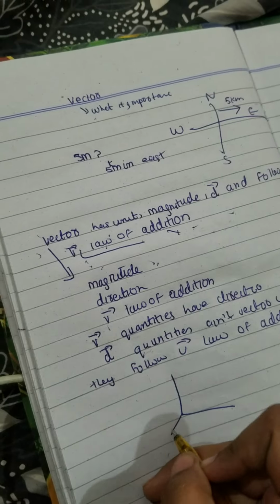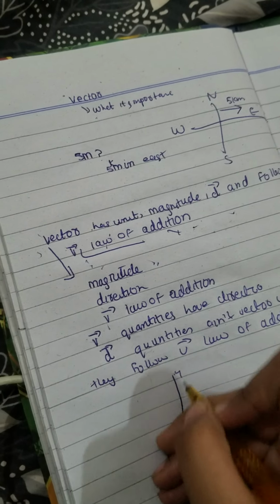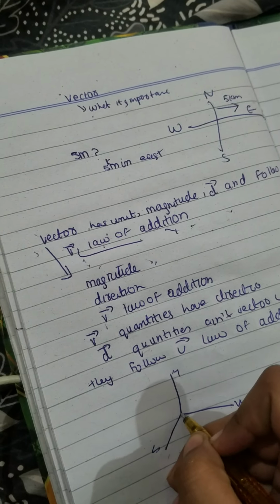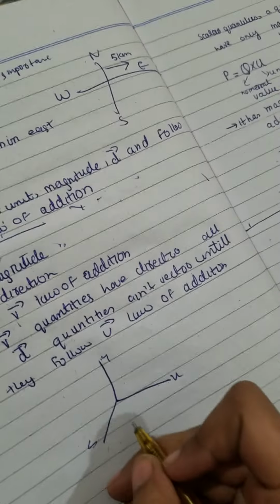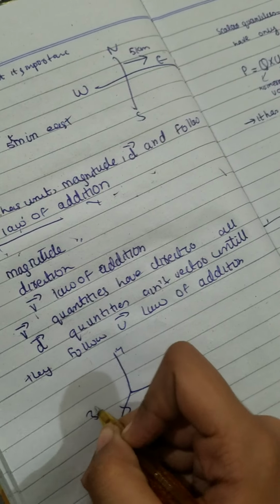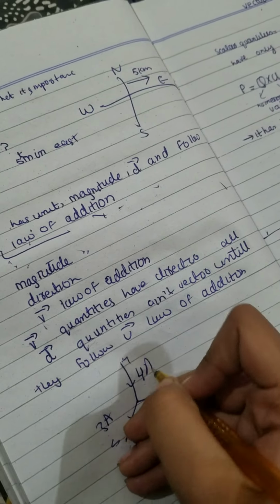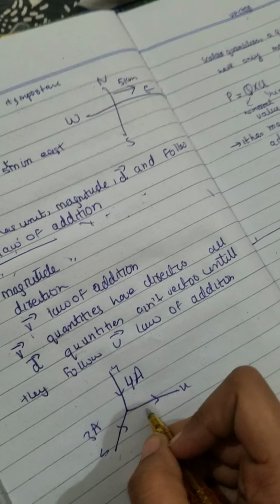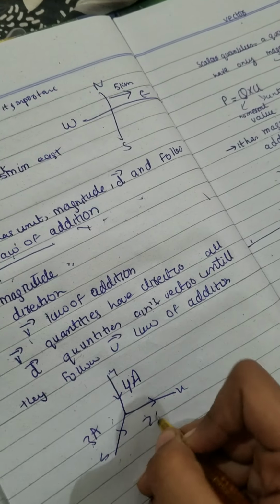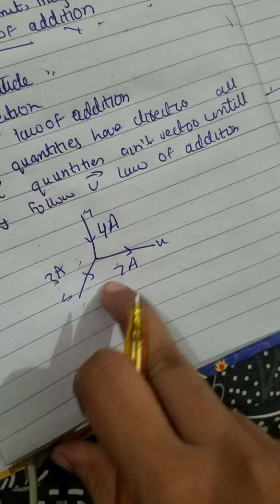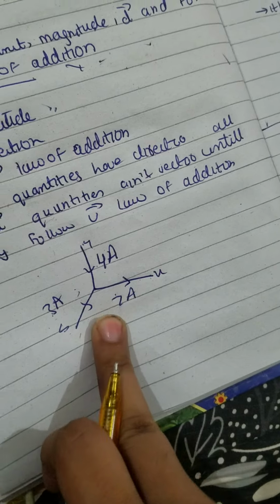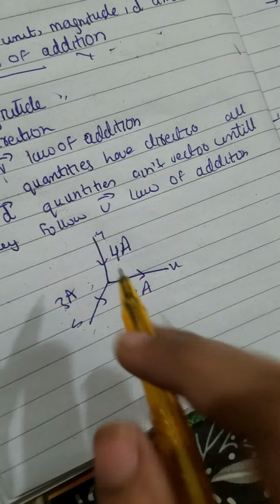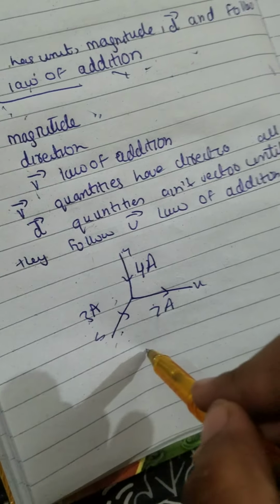Here we have a three-dimensional space with x-axis, y-axis and z-axis. For example, this is 3 ampere, and this is 4 ampere, and 3 plus 4 is 7 ampere. So it's a simple addition law that we are applying here, not the vector law of addition, which is quite different from this. So it's a tensor quantity, which has magnitude, direction and unit, but still does not follow the vector law of addition.